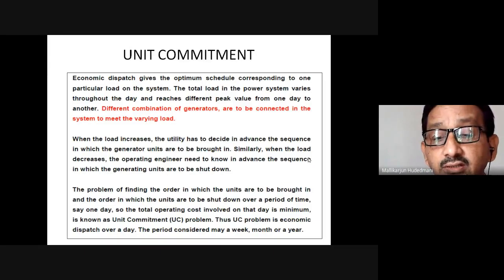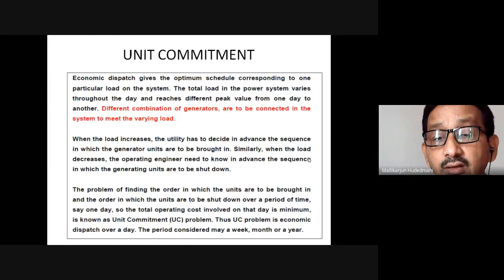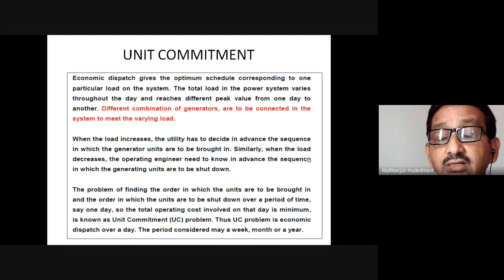Economic dispatch and optimal power flow are the two broad classifications of effective operation of a power system. Economic scheduling is just to find the optimal combination of generators for a station's load.